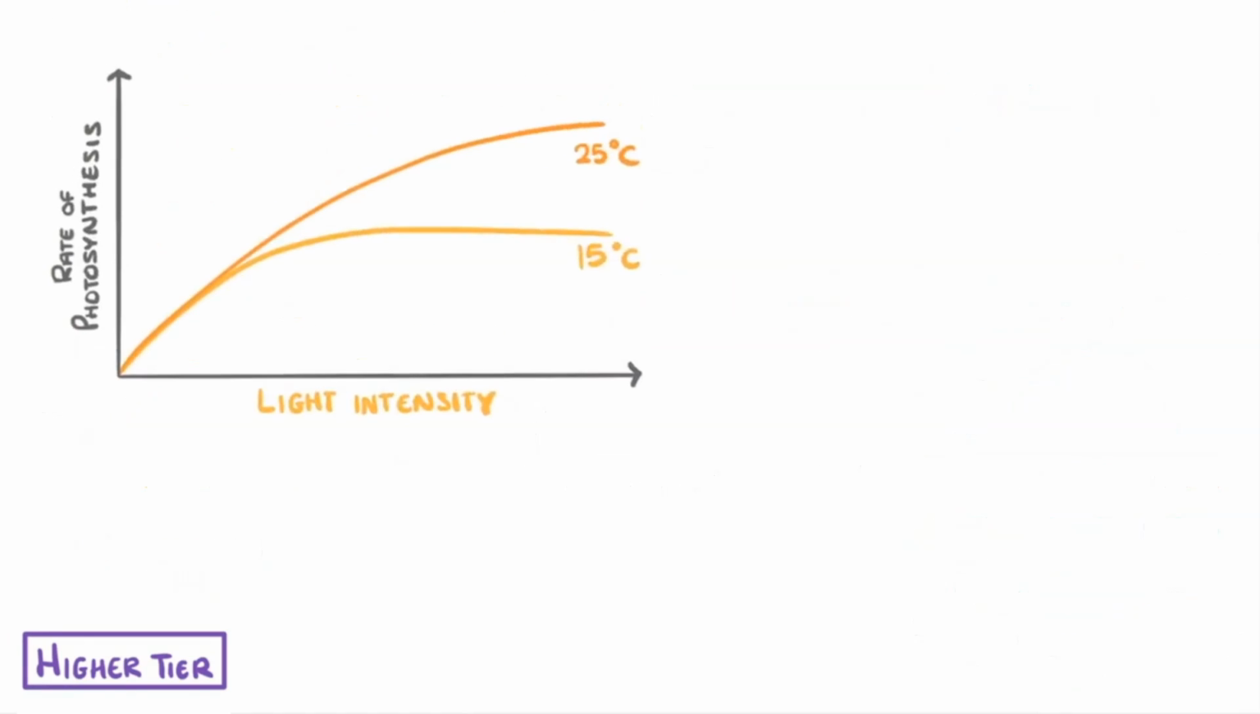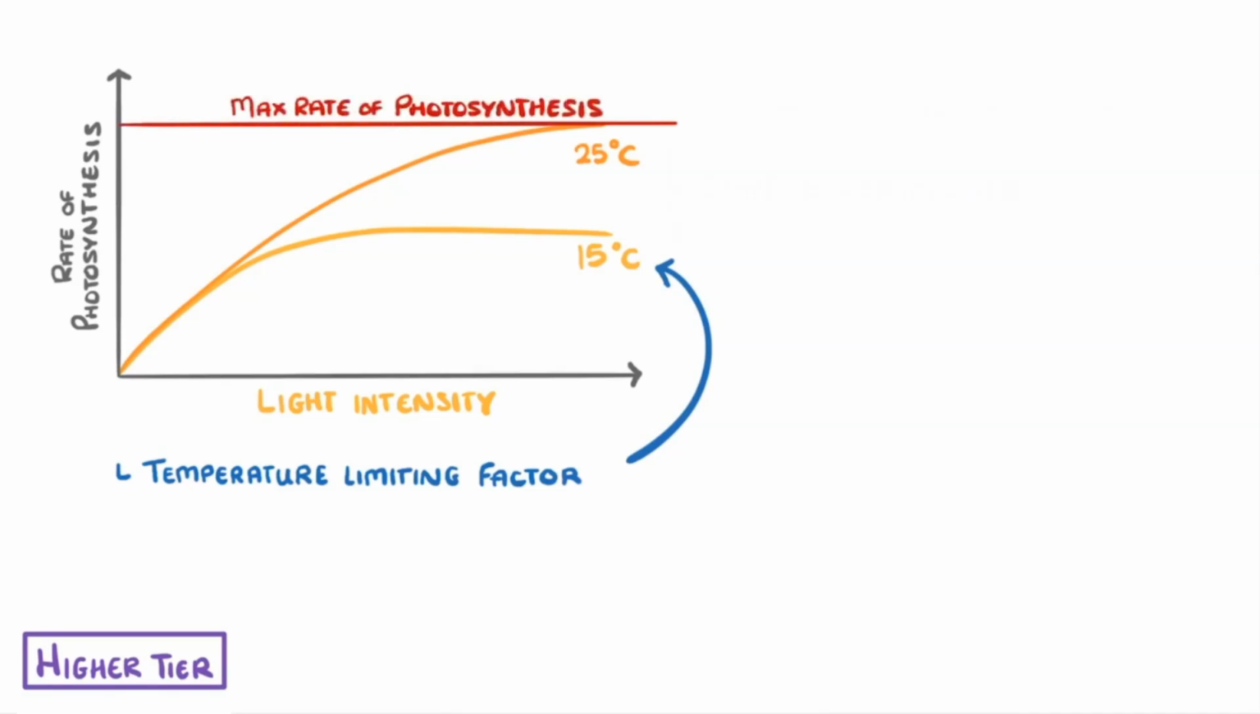Okay, getting back to these graphs, you'll sometimes see that more than one limiting factor is shown within a single graph. For example, this graph has two curves on it, so it's representing two different experiments. Both of them show how light intensity affects photosynthesis, but one of them was done at 15 degrees Celsius, and the other was done at 25 degrees Celsius. By comparing these two curves, we can see that it must have been the temperature that was the limiting factor in the 15-degree experiment, because when the temperature was raised to 25 degrees, the maximum rate of photosynthesis was much higher.